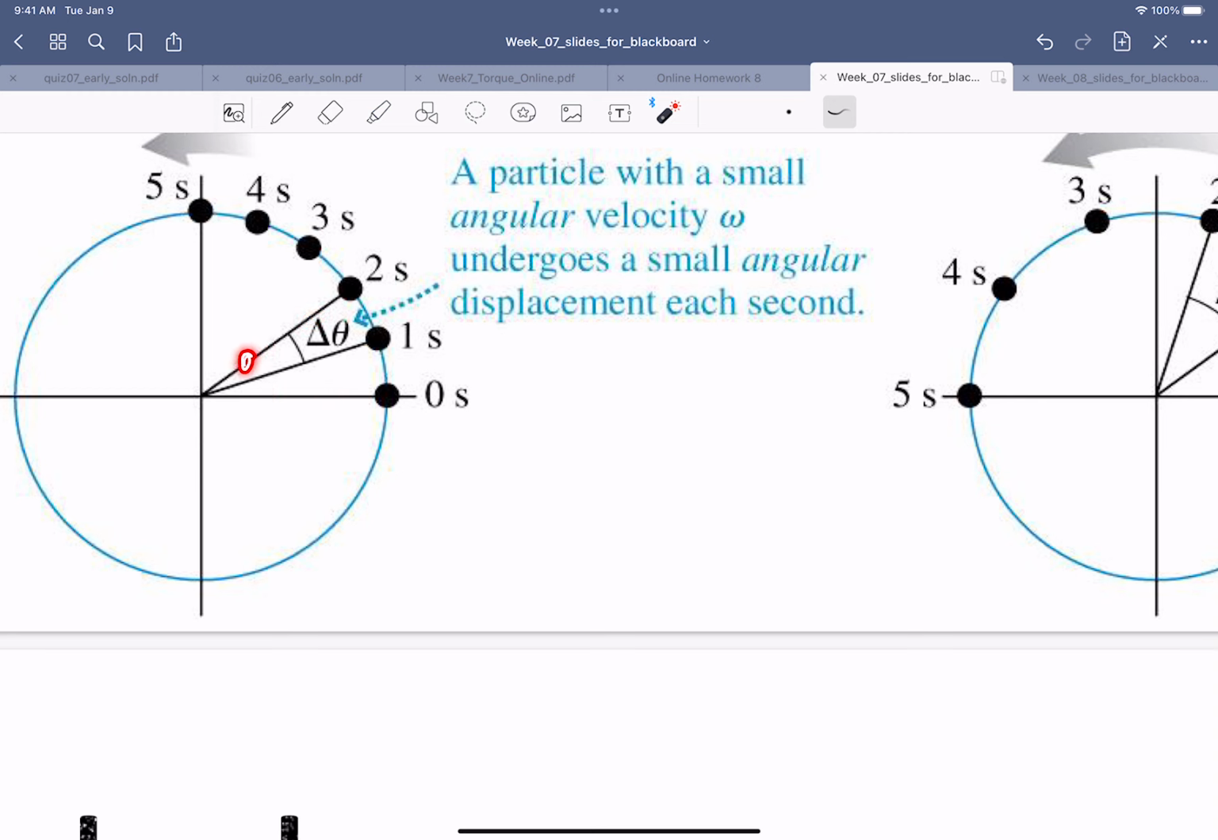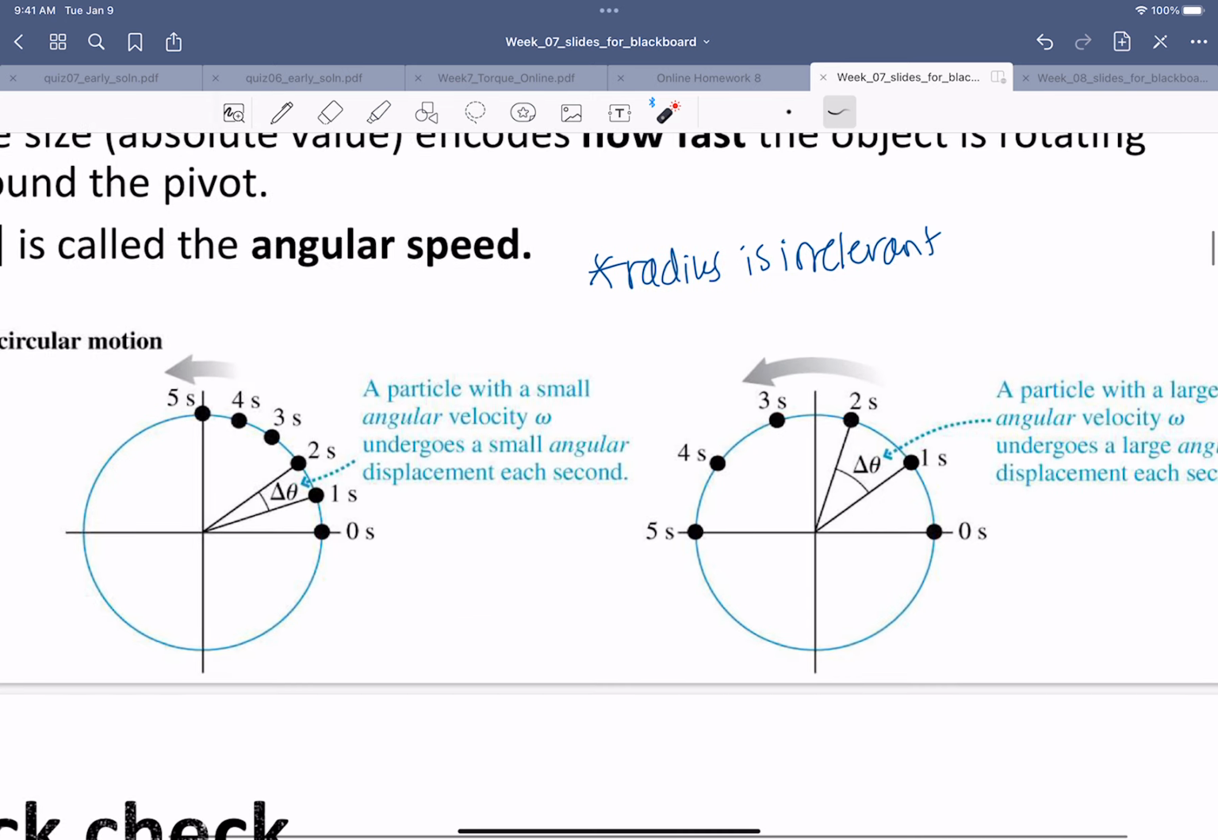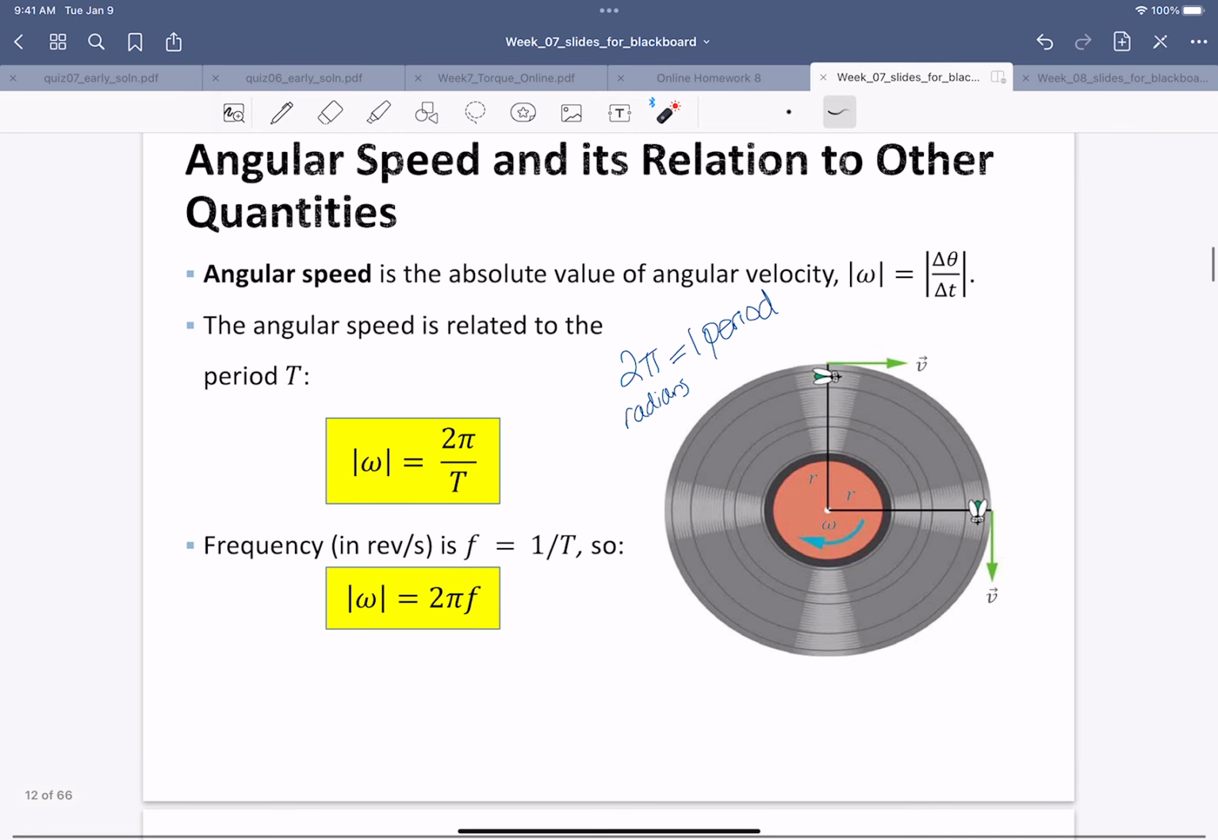So if I have a smaller radius, then I'll have a smaller speed. If I have a larger radius, I'll have a faster speed in terms of v. Now, angular velocity is not dependent on the radius at all. You just cover the same angle every time interval. But we'll get to that in a sec. Now, this is another rehash, very similar to the uniform circular motion stuff that we did 2 weeks ago, I think.